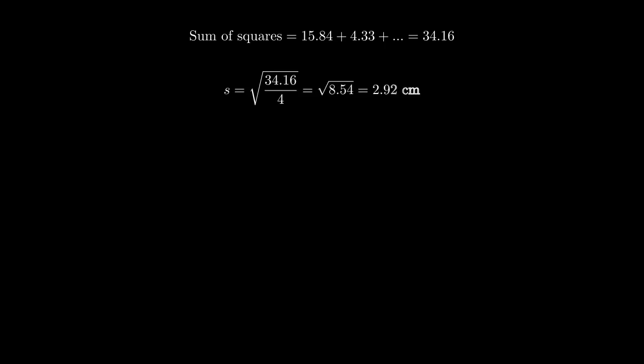Then we divide by n minus 1, which is 4, giving 8.54. The square root of 8.54 is 2.92 centimeters. So our standard deviation is 2.92 centimeters. This tells us that on average, our plant heights deviate from the mean by about 3 centimeters.